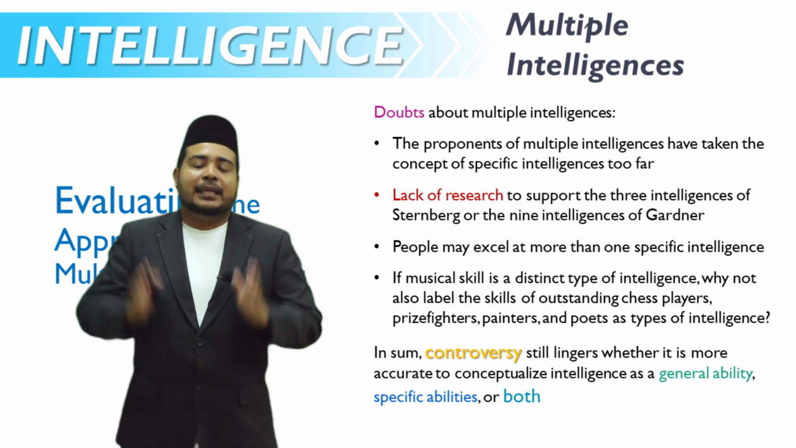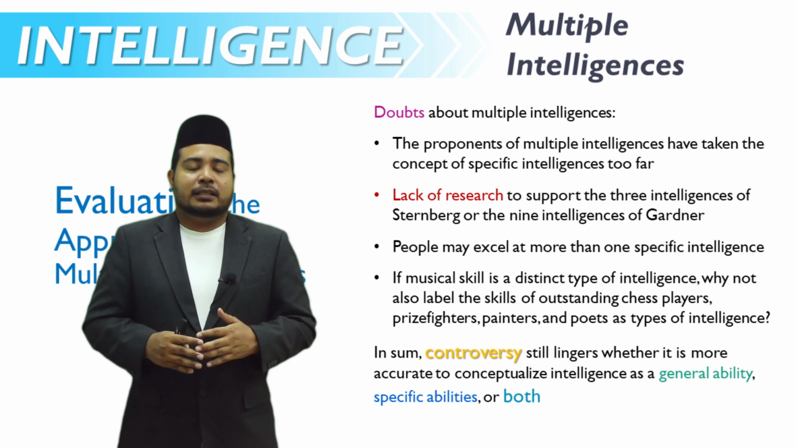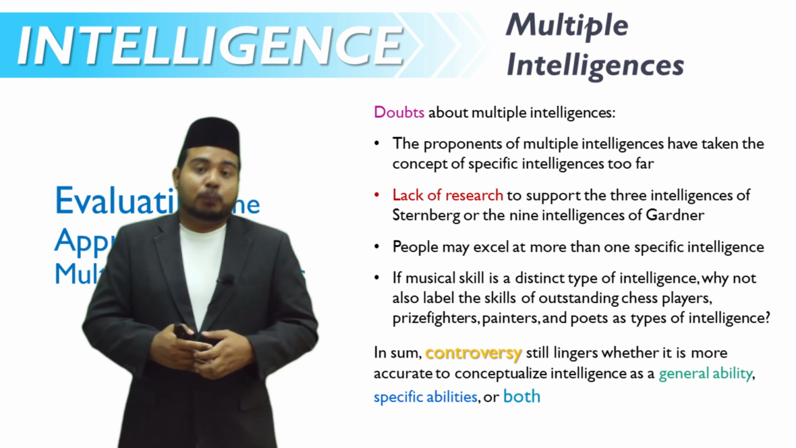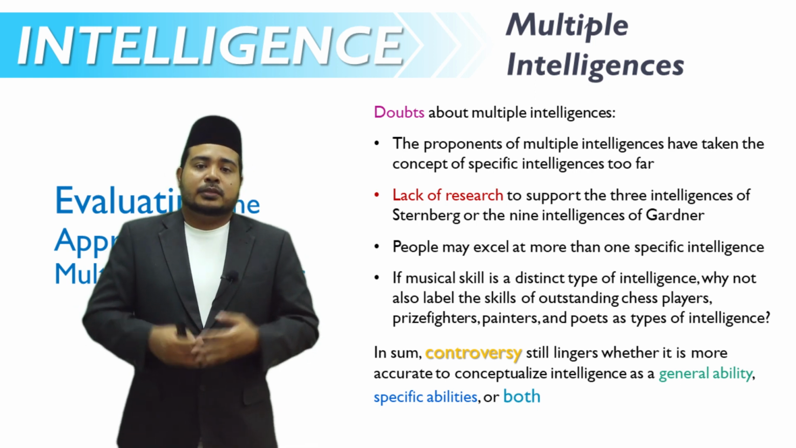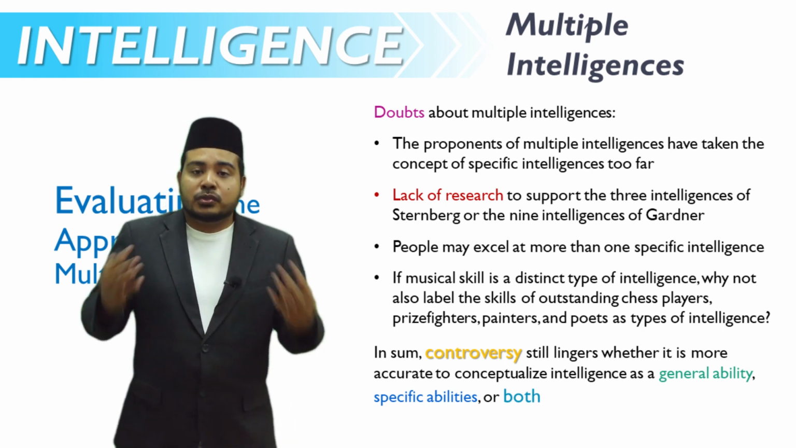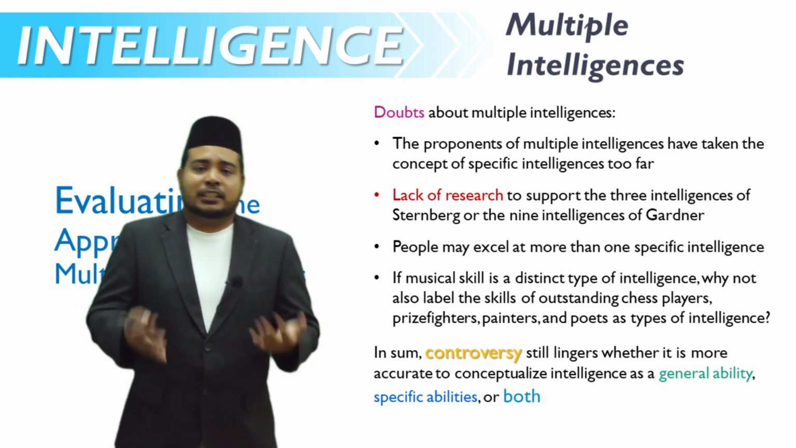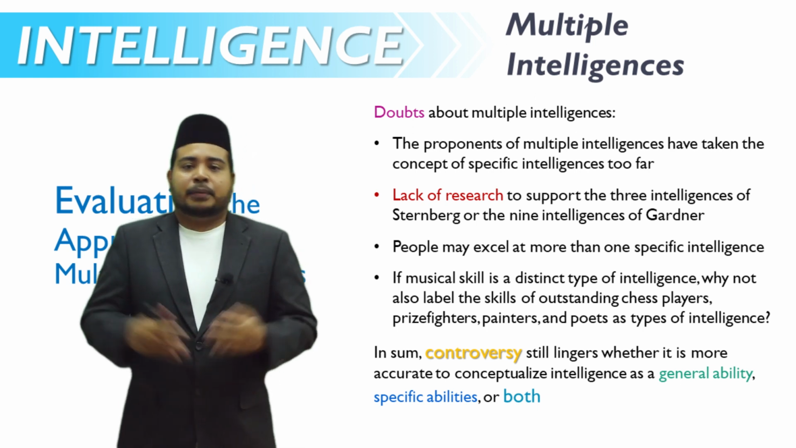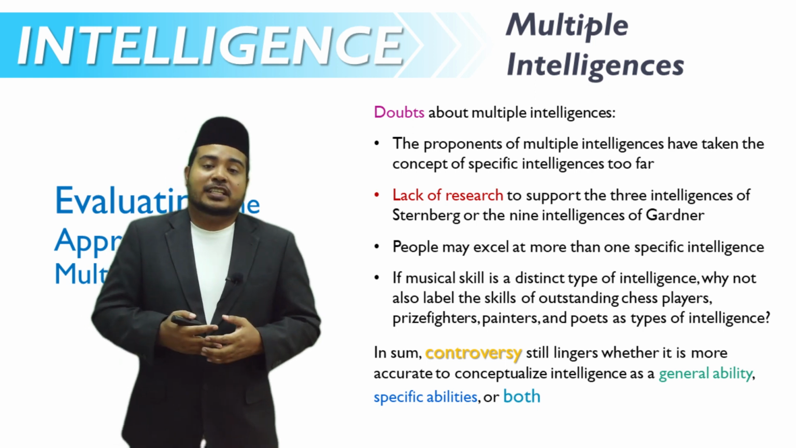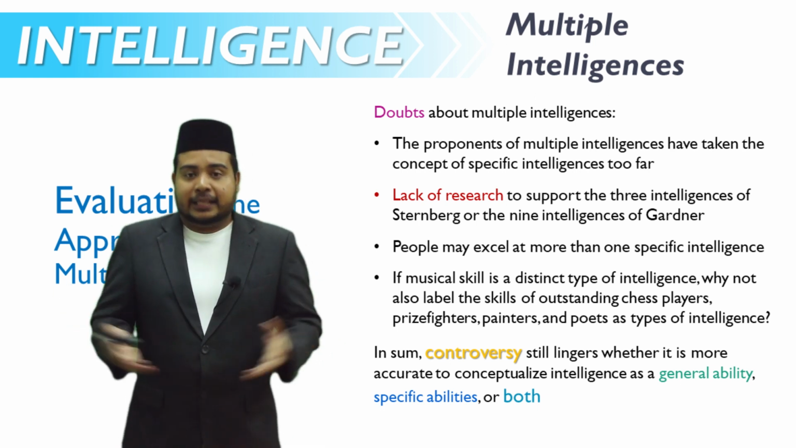People may excel at more than one specific intelligence, not only one. If people excel in all types of intelligences, it would be equal to what Spearman proposed, the general ability. If musical skill is a distinct type of intelligence, we could also consider other skills as intelligences, for example chess players, prize fighters, painters, or poets, because they are so good at it. So there could be more than 9 actually.